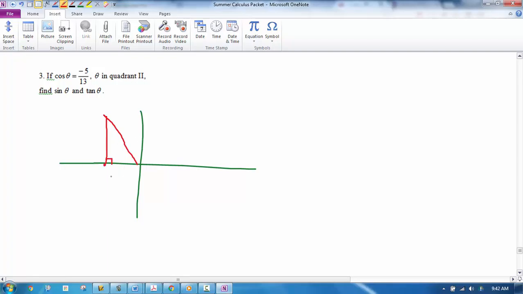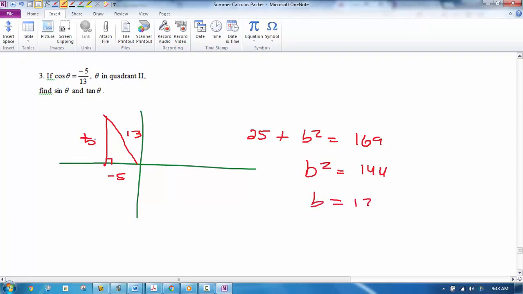And the cosine is adjacent over hypotenuse, so I know those two sides. Now I can find this side by using the Pythagorean theorem. Negative 5 squared is 25, plus I'll call this b for now, equals c squared. All right, so this is 169, and then subtract 25 from both sides, 144. So b is 12.